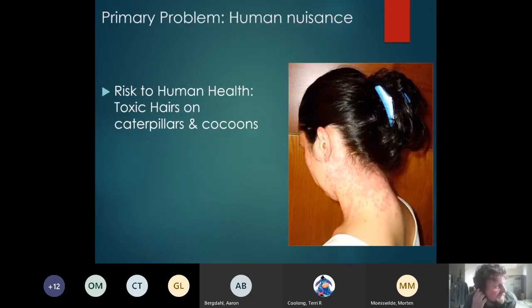Okay, now getting into why browntail moth is such a problem. The primary problem with browntail moth is that they are a human health nuisance. There are toxic hairs on the caterpillars and cocoons, and they pack a wallop, as evidenced by this poor woman that got a load of browntail moth hairs on the back of her neck.